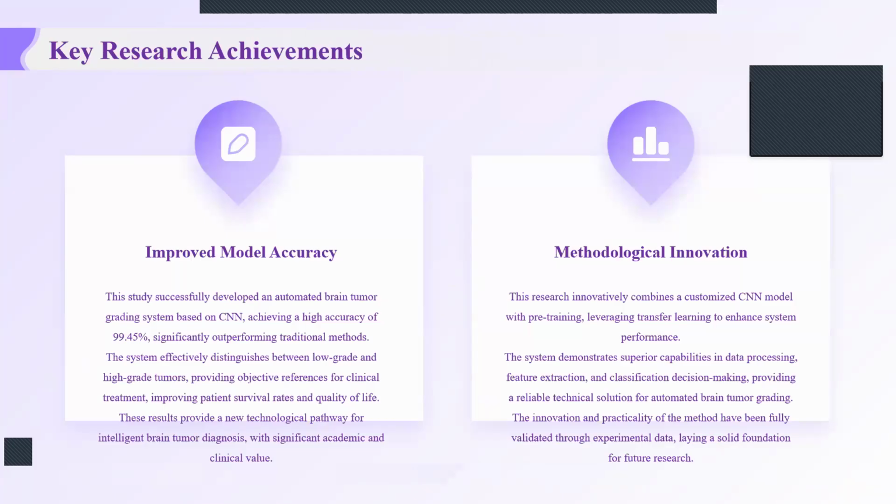For key result achievement, the paper proves CNN can achieve high accuracy for tumor grading. It also used transfer learning to improve performance on a small dataset. Yet, the lack of comparison with other models weakens the claim of novelty.